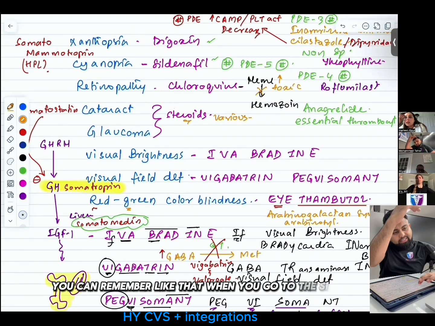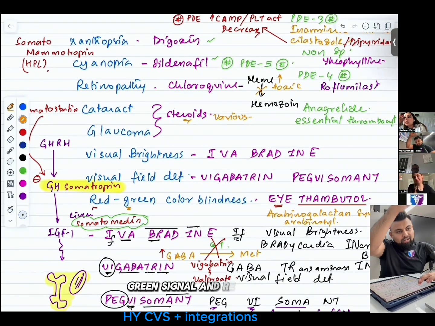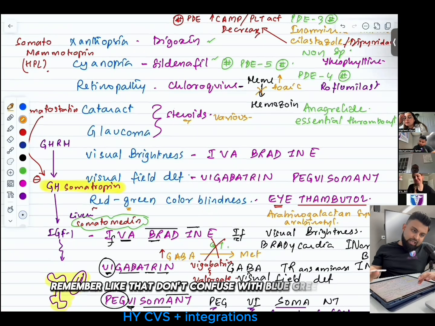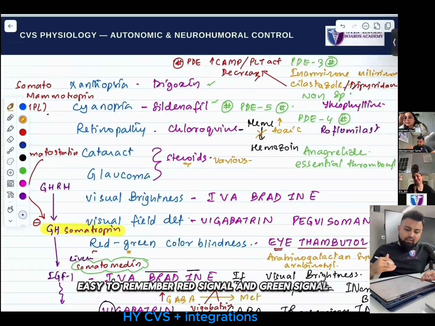You can remember like that when you go to the signal. Green color. Red-green, green signal and red signal. Remember like that? And don't confuse with blue-green, okay? Easy to remember, red signal and green signal, color blindness.